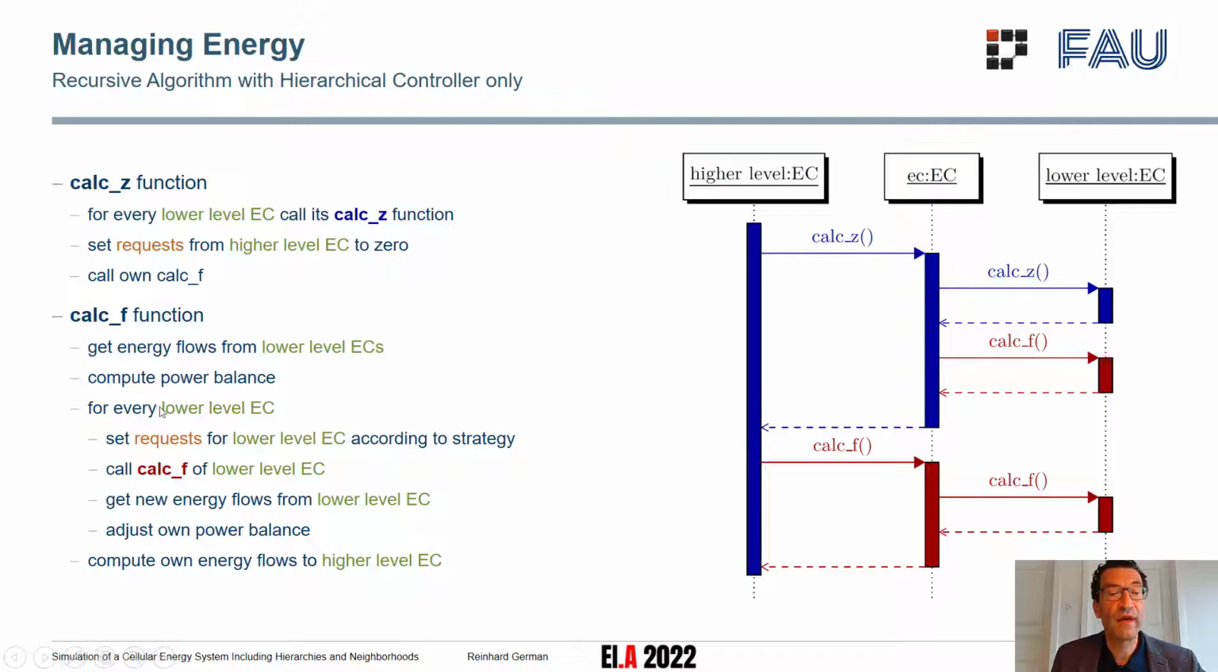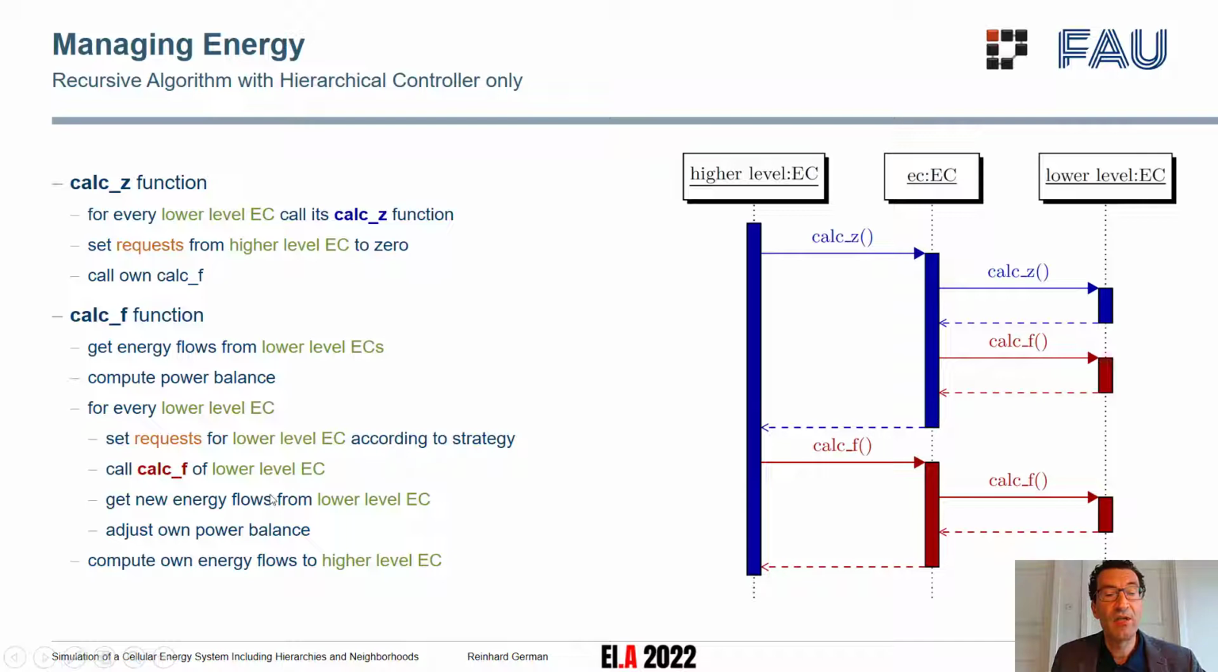So for every lower level EC, it sets new requests for them according to some strategy. For instance, just to ask the children in a greedy manner to resolve the balance. Others, of course, would be possible. And then this calc_f is called for every child, as we see here. We see it for one child here, but normally it would be for several ones.